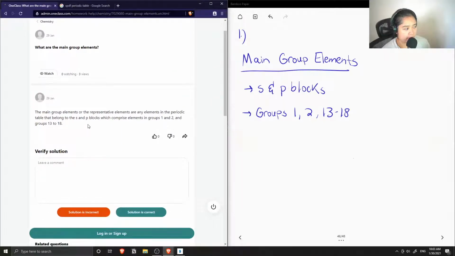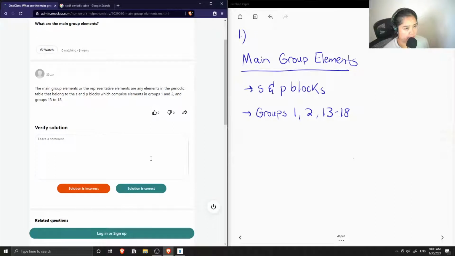And the junior tutor said that the main group elements, or the representative elements, are any elements in the periodic table that belong to the S and P blocks, which comprise elements in groups 1 and 2 and groups 13 to 18. Yep, so the solution is correct.